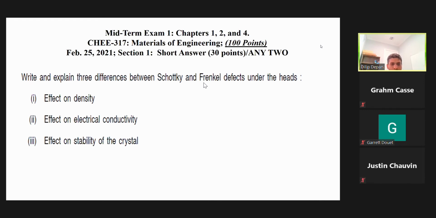Write and explain 3 differences between Schottky and Frenkel defect under the heading effect on density. What is the effect of Schottky defect and Frenkel defect on density? Does any of these defects affect the density, or which one?